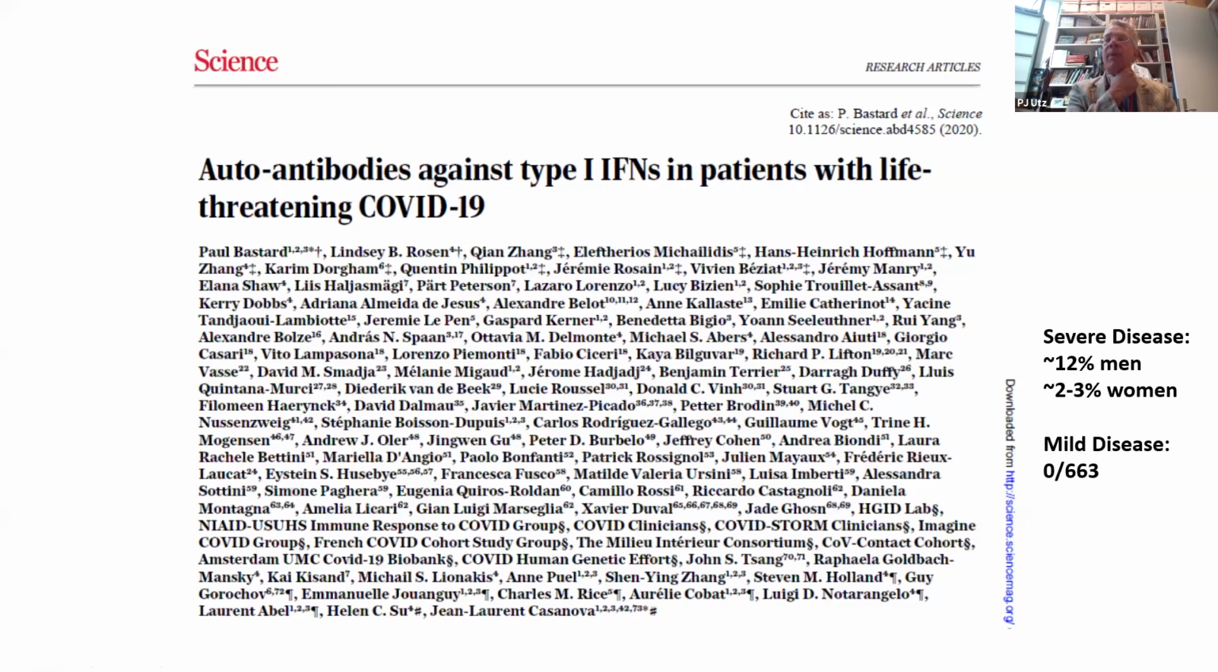So one of the most important papers I think that's come out of this whole COVID pandemic is this really, really cool paper by Jean-Laurent Casanova. And they screened around 1,000 subjects. And they identified that patients with life-threatening COVID-19 have antibodies against interferon alpha. About 12% of men, only 2 to 3% of women. And if you have mild COVID, almost, well, none of their patients. We have some patients with mild disease who also have these antibodies.